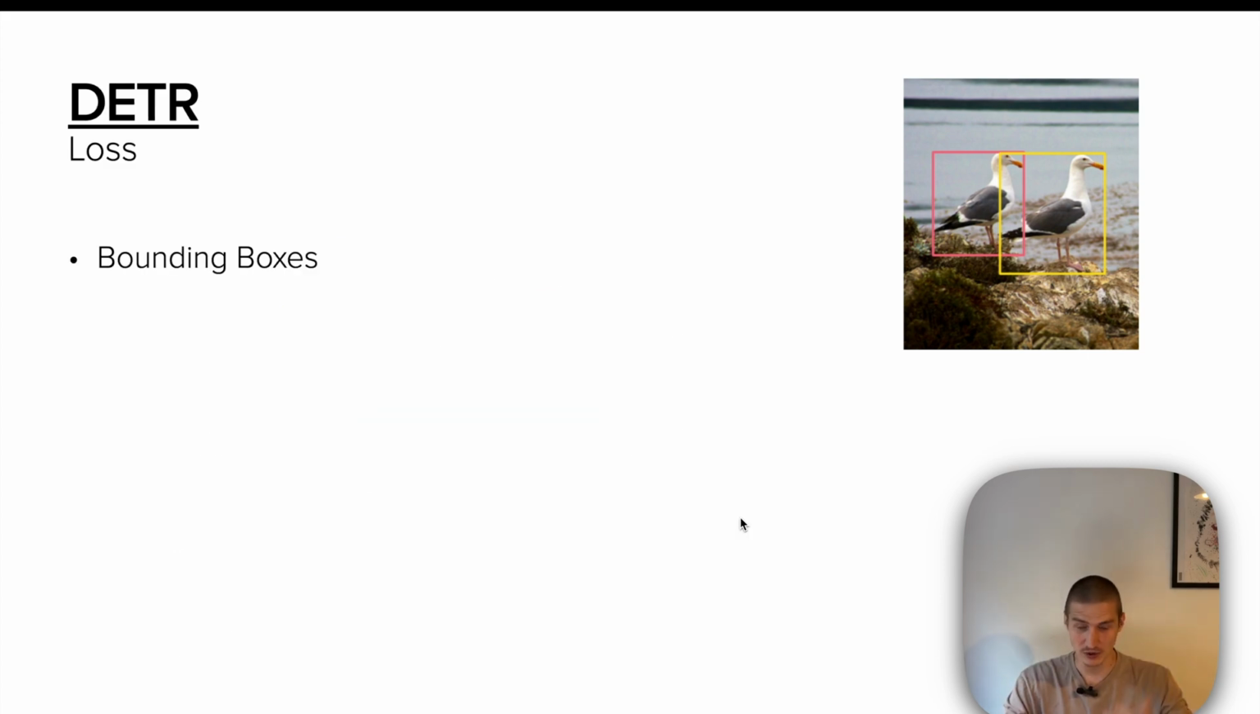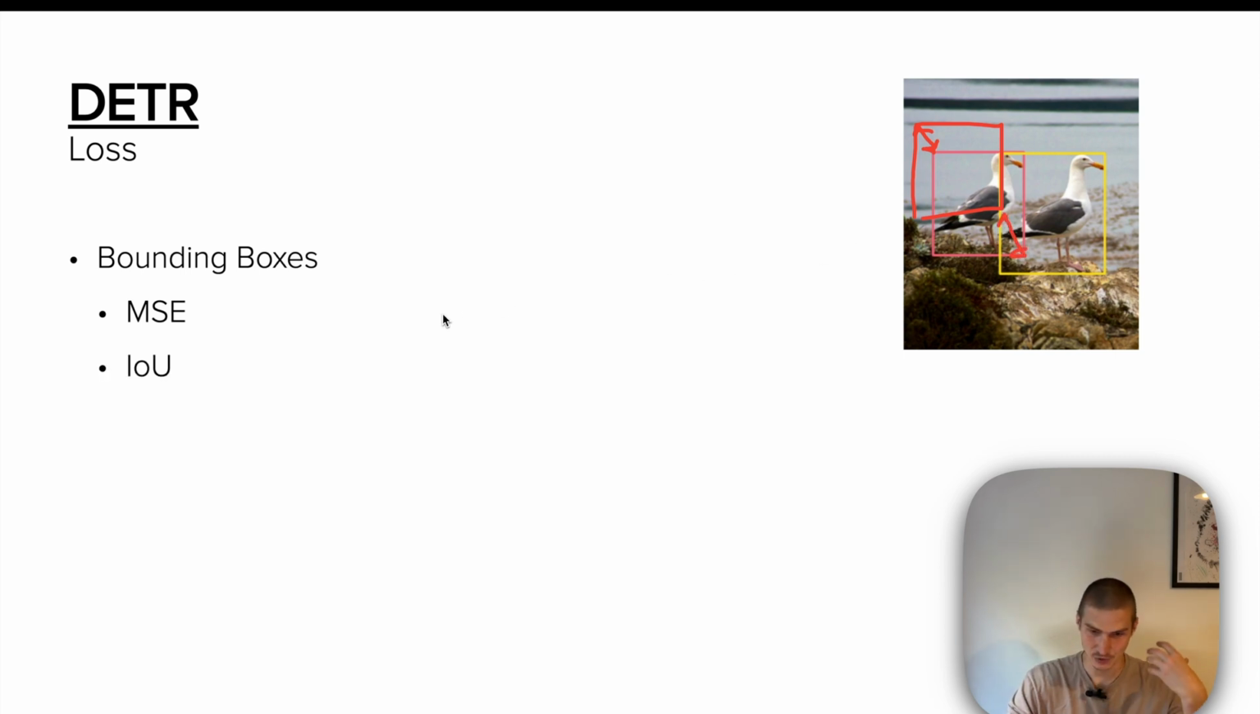Now, the actual loss used for bounding boxes: we have just classical mean square error, where we have the detected box, and we have the ground truth box, and we basically just compute the distance from, I believe, the upper left corner and then the down right corner.